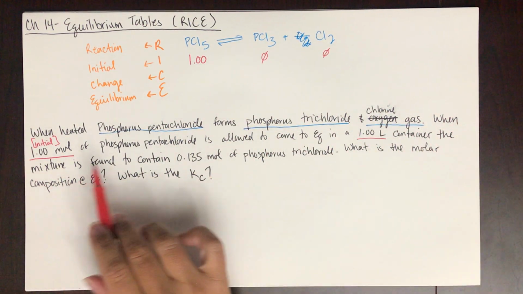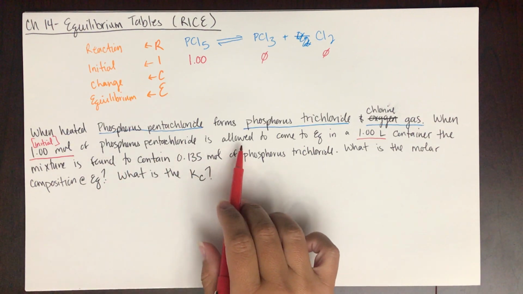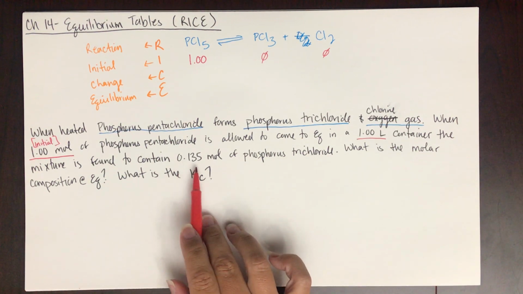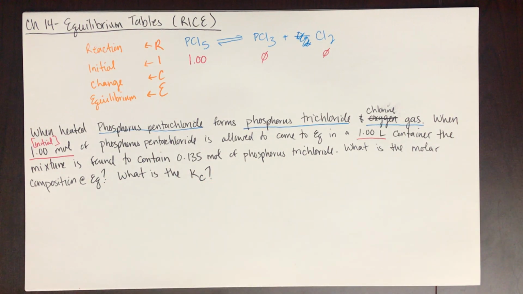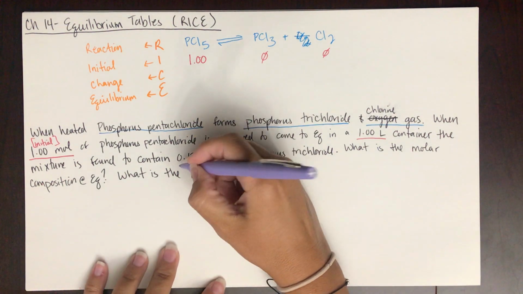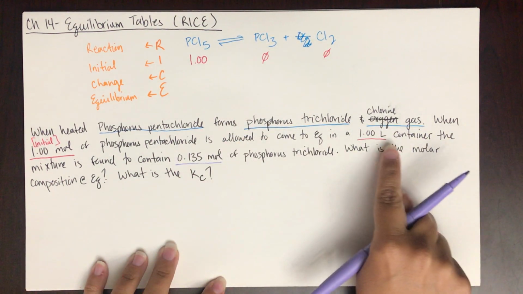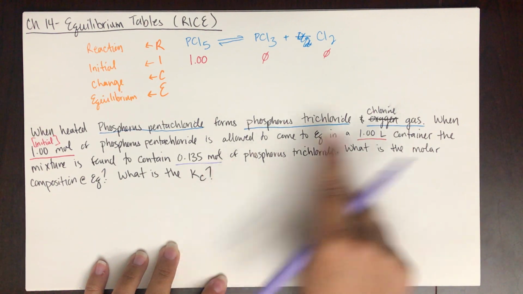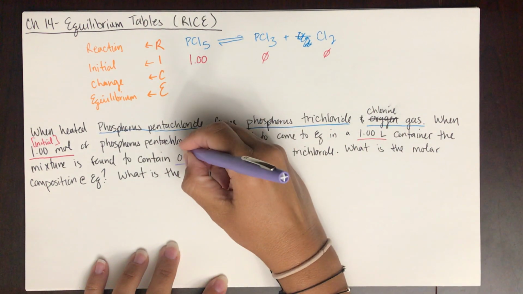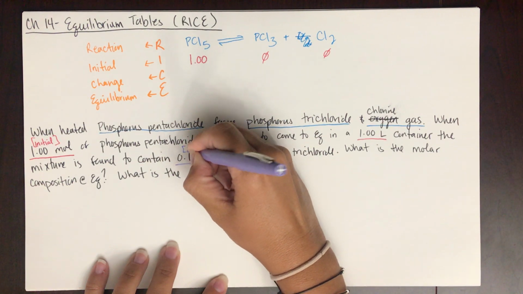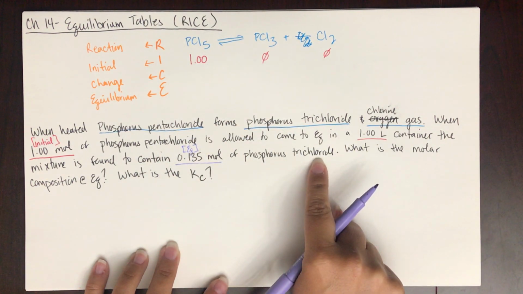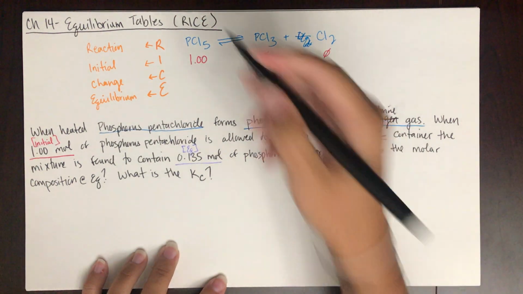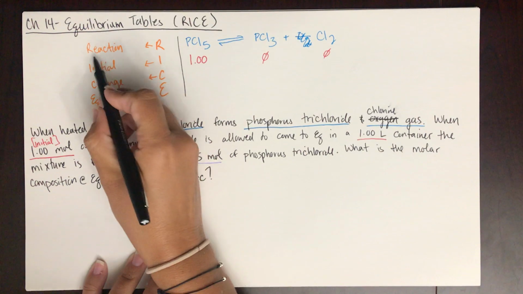So it says when 1 mole of phosphorus pentachloride is allowed to come to equilibrium, the mixture is found to contain 0.135 moles of phosphorus trichloride. So this is after we have been allowed to come to equilibrium. This 0.135 moles in 1 liter, this is the equilibrium concentration of the phosphorus trichloride. So here's phosphorus trichloride. You could make this into a table just so it's easier to see what's happening here.